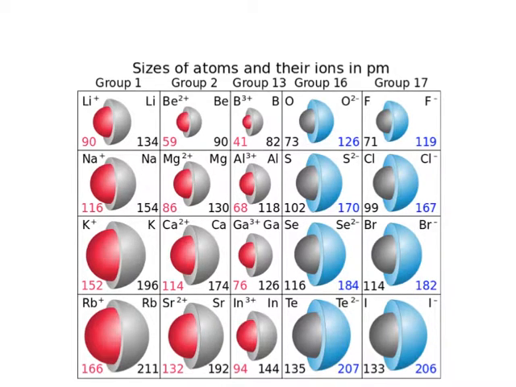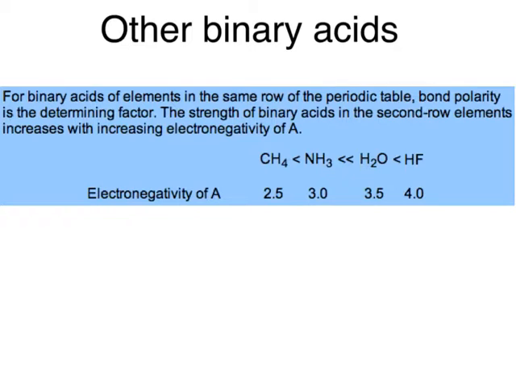Let's move on to other binary acids. Another trend you may see is in other binary acids. Technically, all of these things here are acids, whether or not we always think of them as acids. They technically can be with the Bronsted-Lowry definition. But as you can see, as you go across the period from C to F, notice what happens.